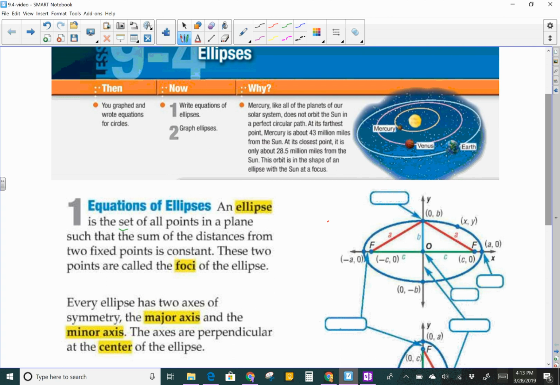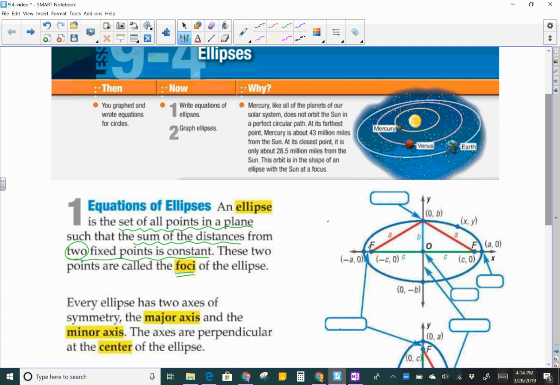But an ellipse is the set of all points in a plane such that the sum of the distances from two fixed points is a constant. Okay, so we had a fixed point before with our parabola. That was called a focus. Well, now we have two of them. With the parabola, we had one. And the plural of focus is foci.